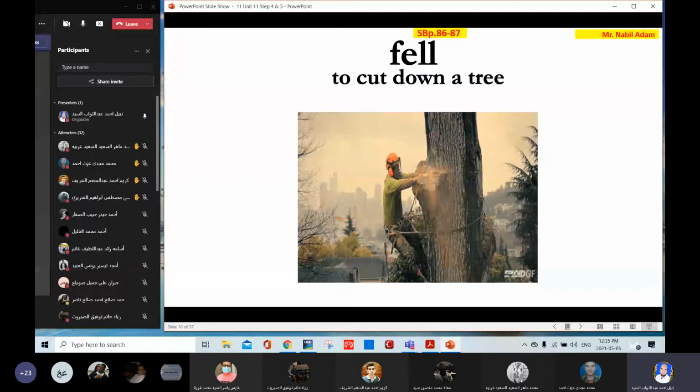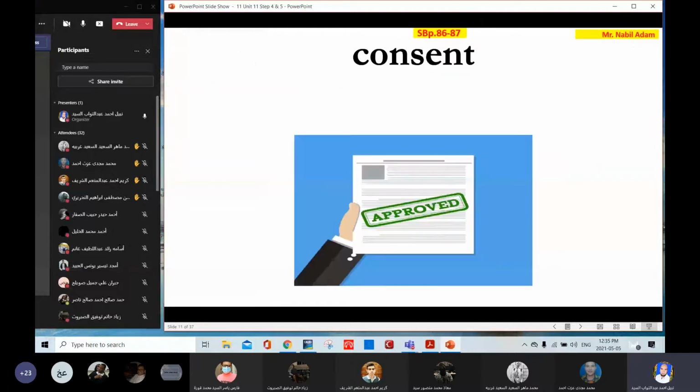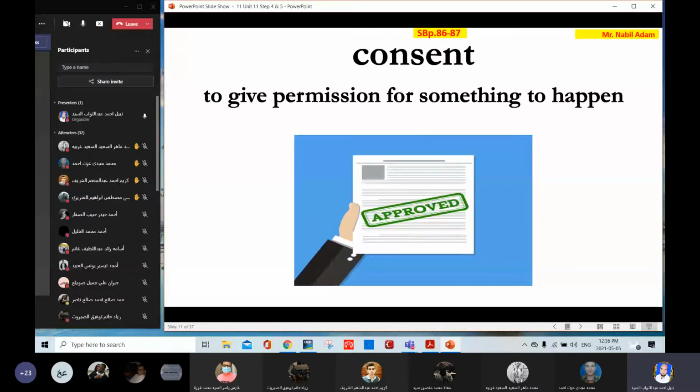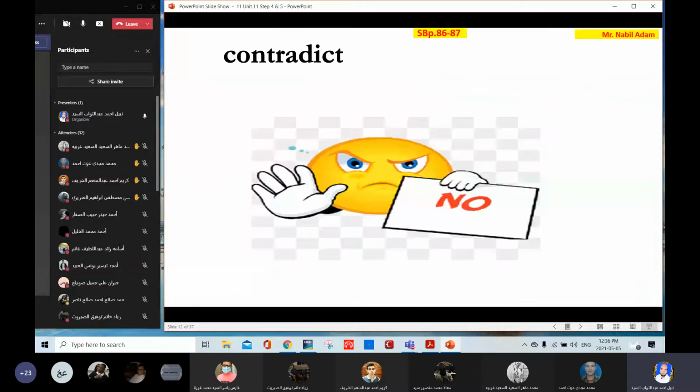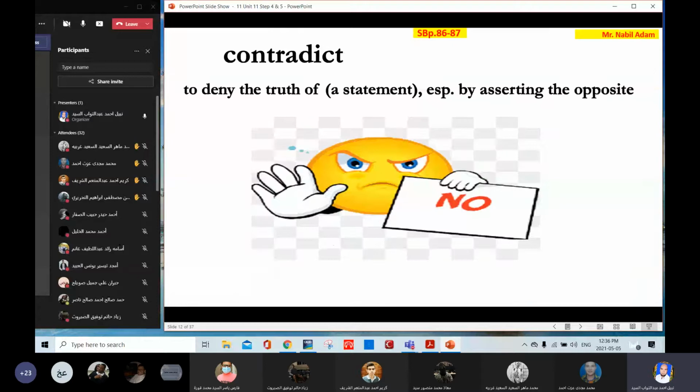Consent: to give permission for something to happen, to approve. So consent means agree, to give permission, to approve. Contradict: to say the opposite. Contradict, to deny the truth of a statement, especially by asserting the opposite, by making sure or showing the opposite.